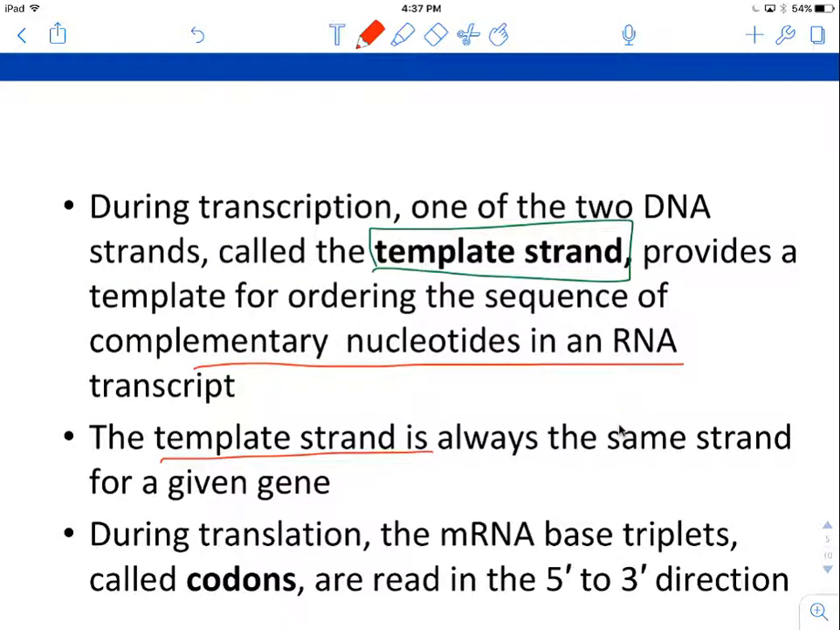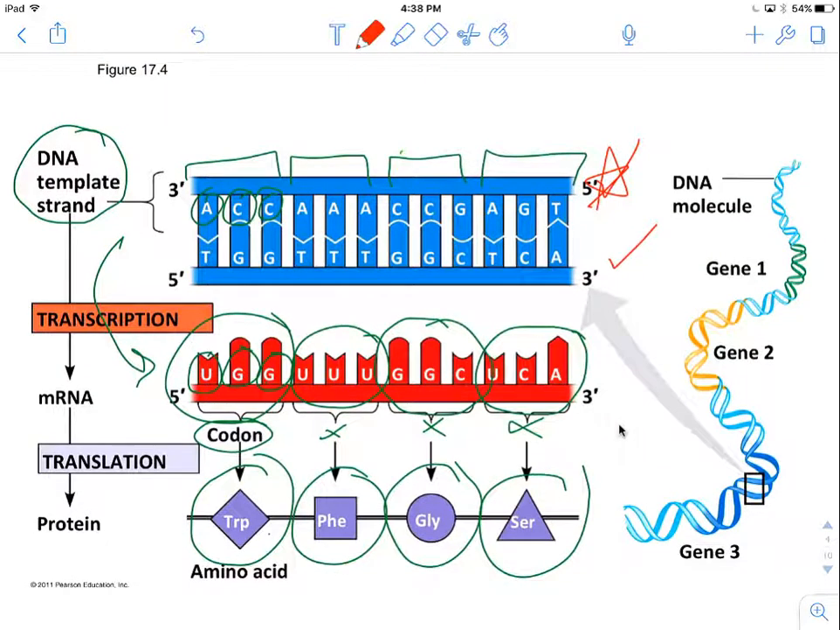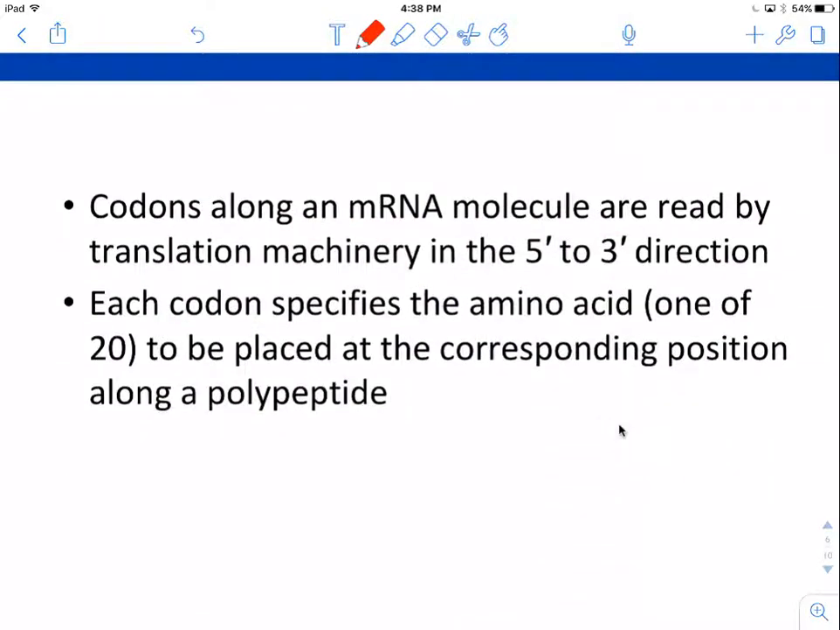During translation, these base triplets, which again are called codons, are read in a 5' to 3' direction. So if we go back, here's my 5', here's my 3', so we read this UGG, not the other way around. This says the same exact thing: codons are read in a 5' to 3' direction, and each codon specifies the amino acid to be placed in the corresponding position along the polypeptide.